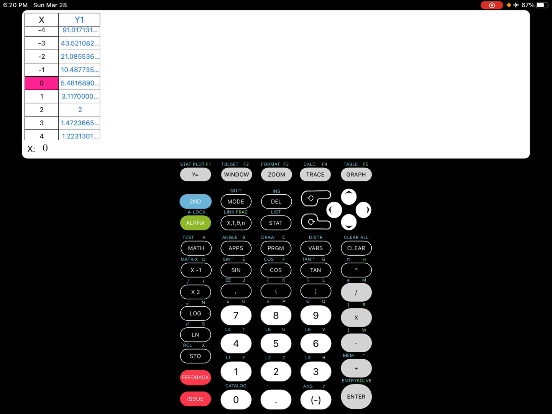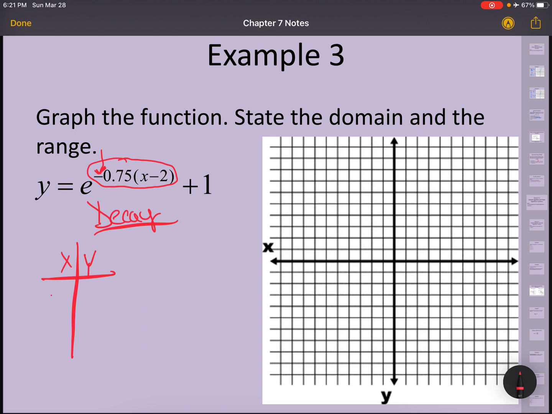So 1's our asymptote, and if we just stick to, let's say, negative 2 to 3, that should be enough points. So negative 2, negative 1, 0, 1, 2, 3. So if we fill out the y column, well, negative 2 was 21.086, negative 1 it was 10.488, 0 it was 5.482, at 1 it was 3.117, at 2 it was 2, and at 3 it was 1.472. And if we go graphing this, well, negative 2, 21 is clear off the graph, and that's okay.